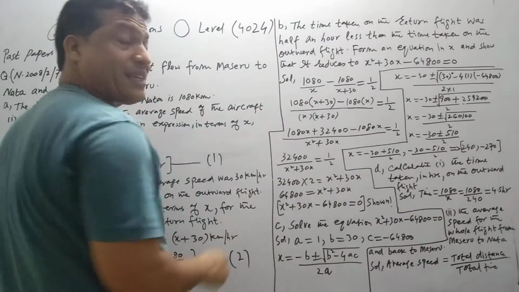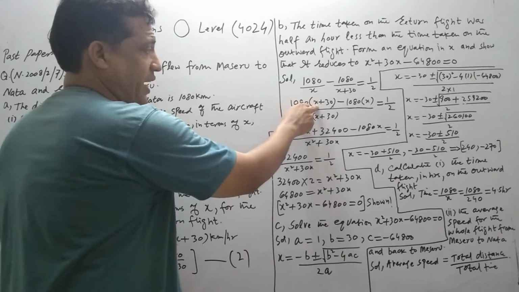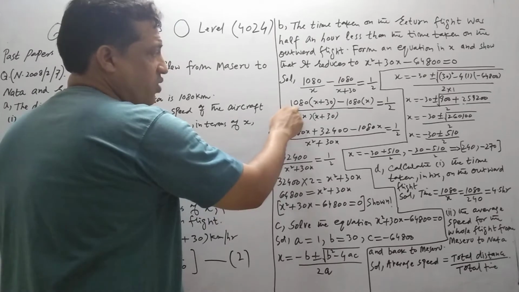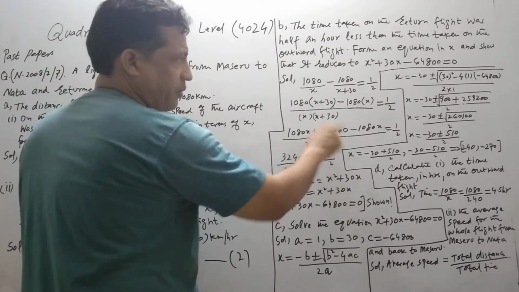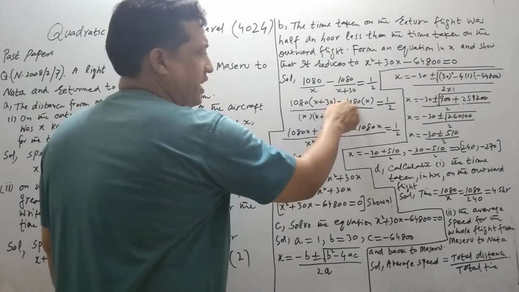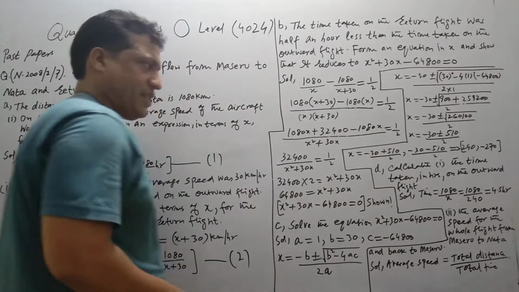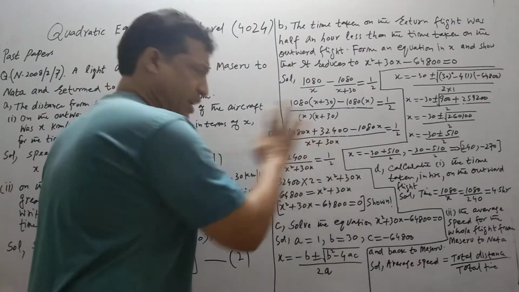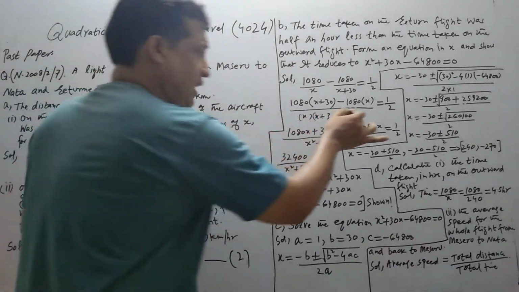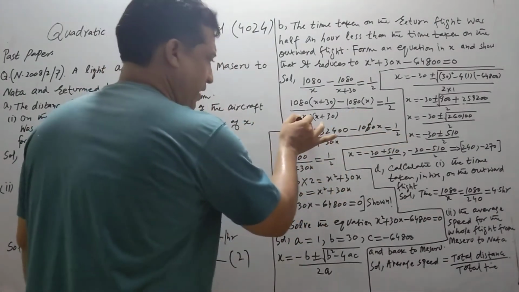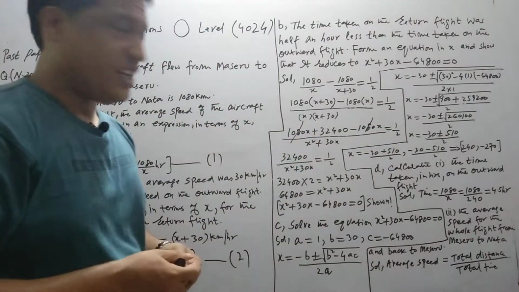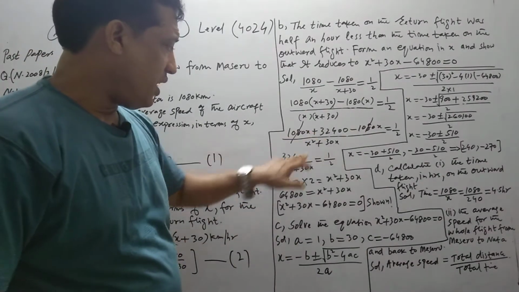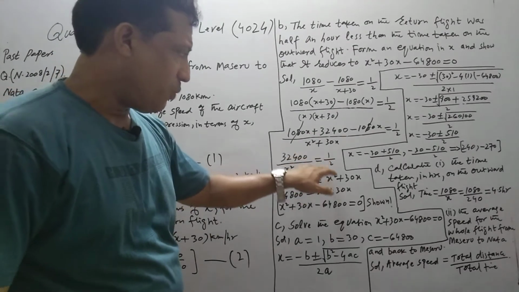1080 multiplied by x is 1080x, and 1080 multiplied by 30 is 32400. Minus 1080 into x is just 1080x, and in the denominator x into x, x square, x into 30, 30x. Okay, cancel this 1080x by 1080x because one is plus and one is minus. What remains? 32400 upon x square plus 30x is equal to 1 upon 2.